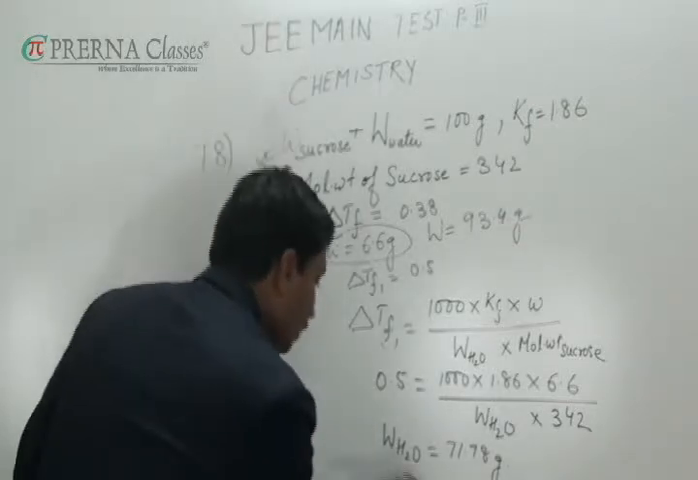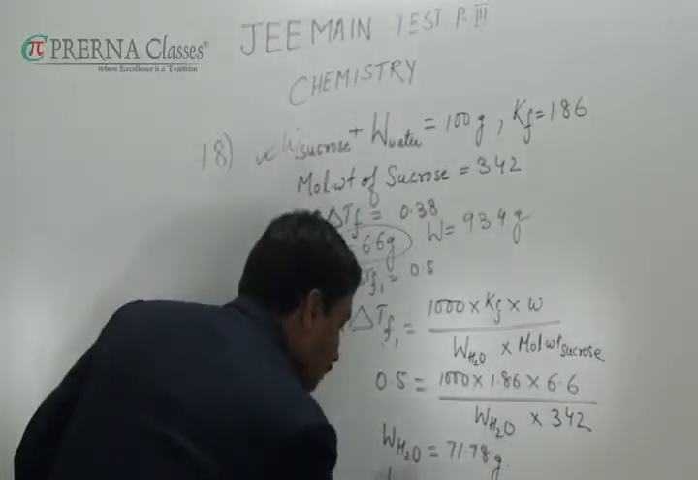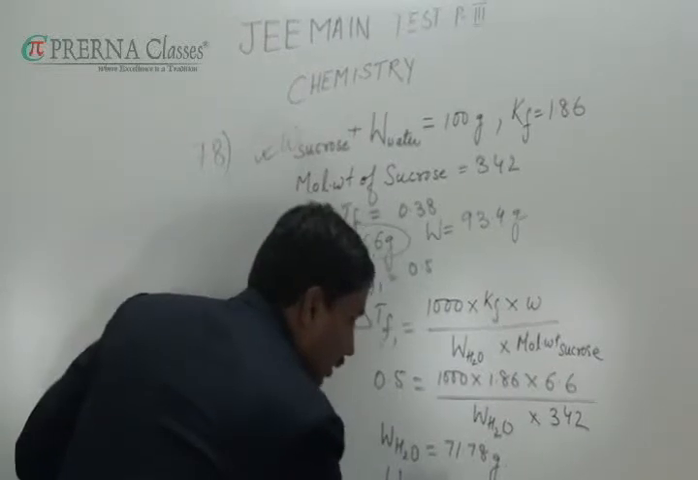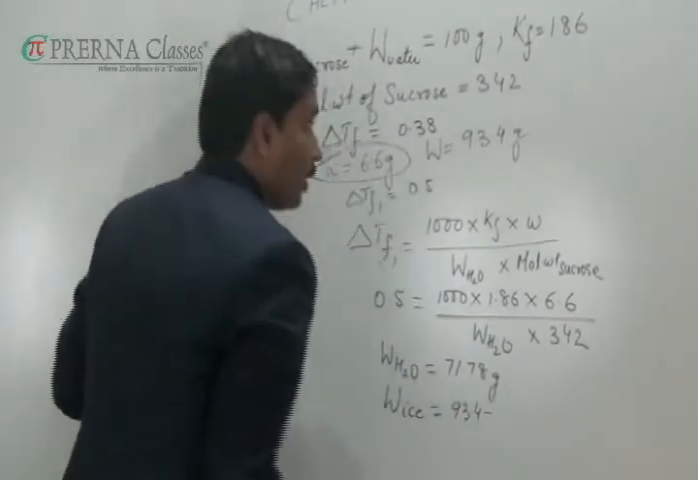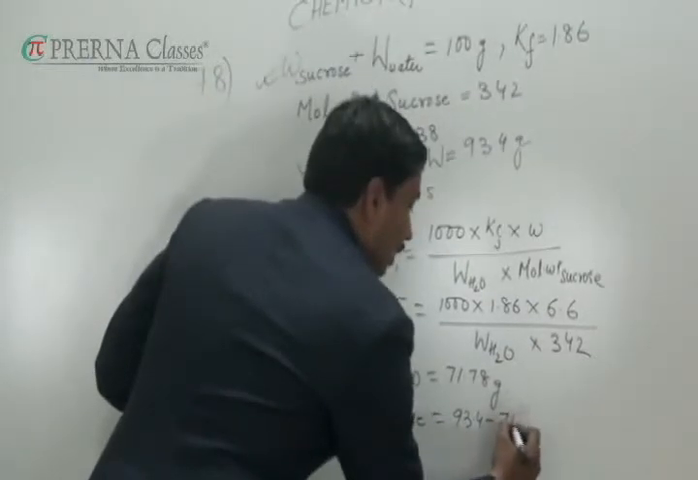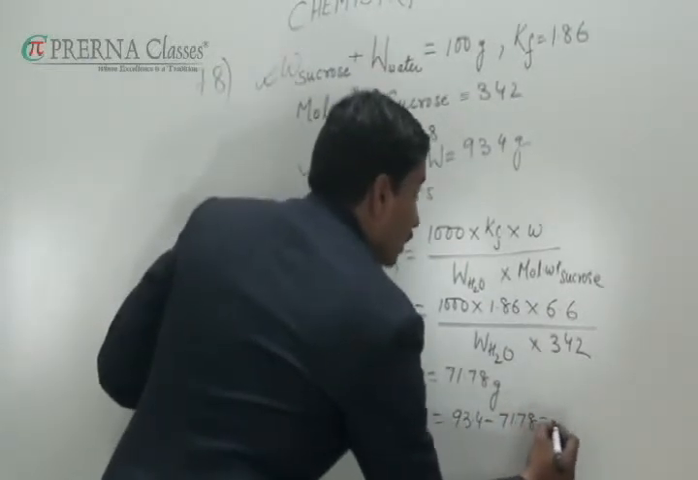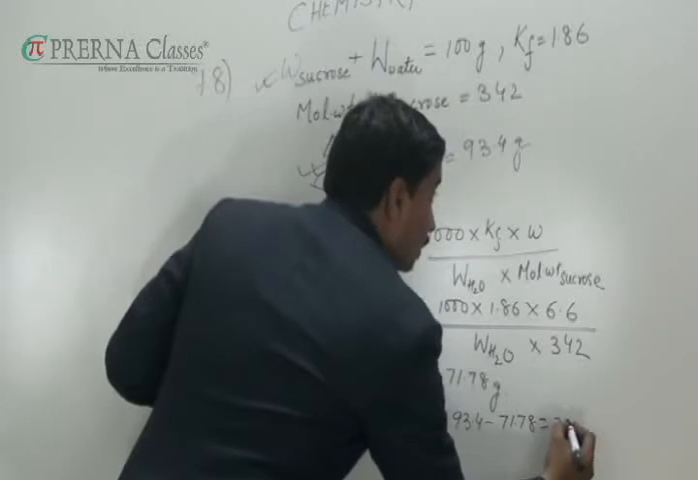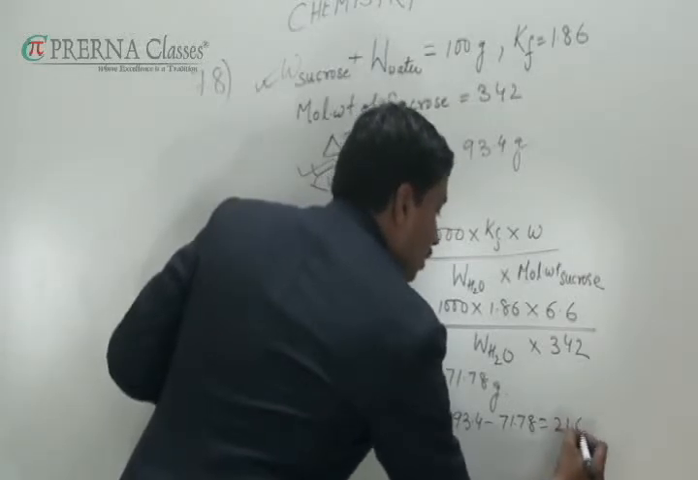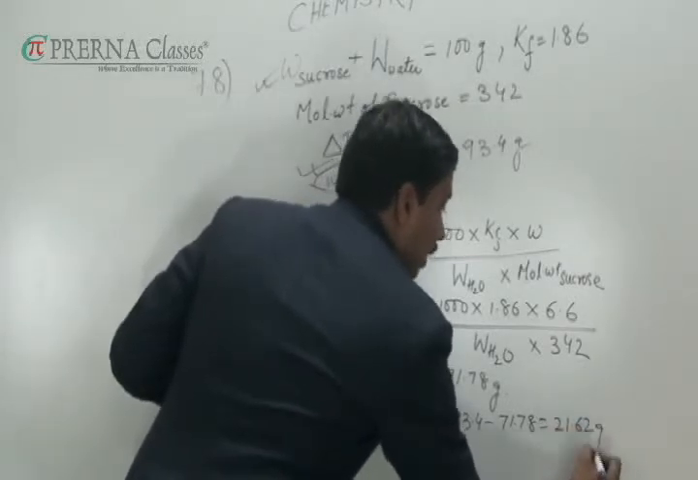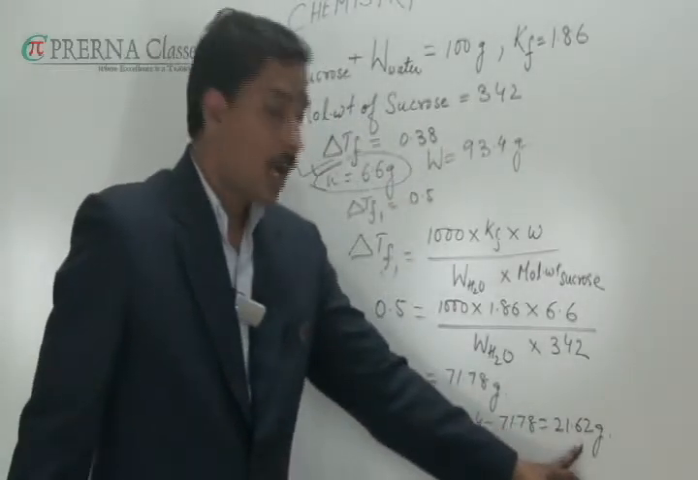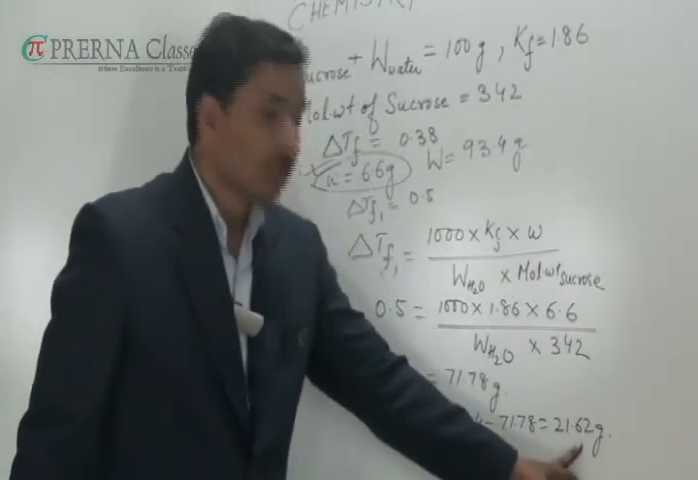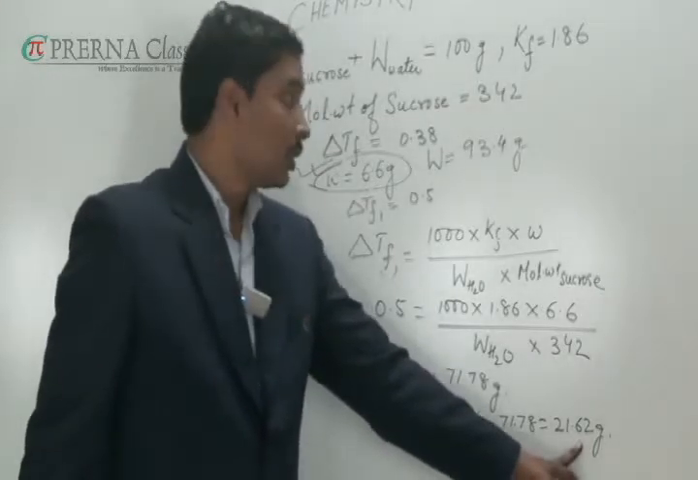So we can write weight of ice is equal to 93.4 minus 71.78, that is equal to 21.62 gram. That means 21.62 gram of ice will be separated out. Therefore the option is C.